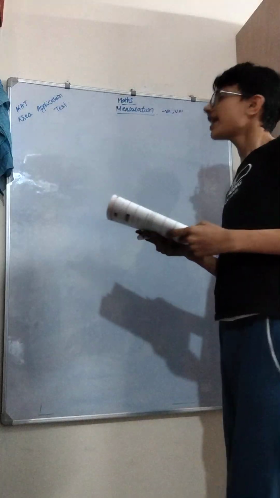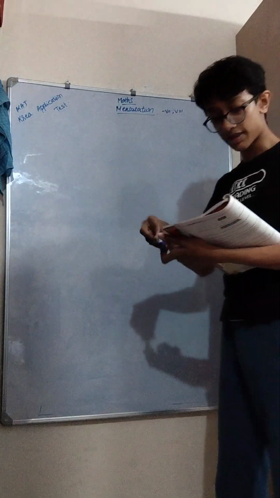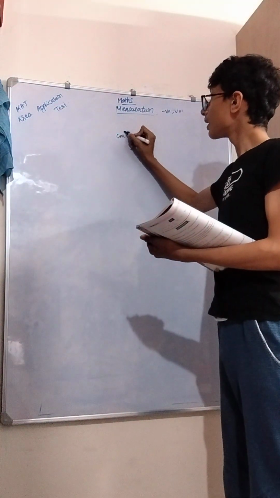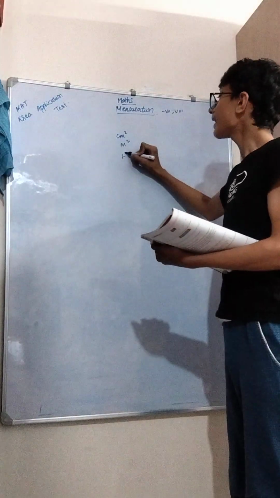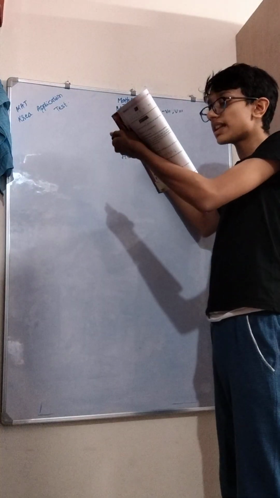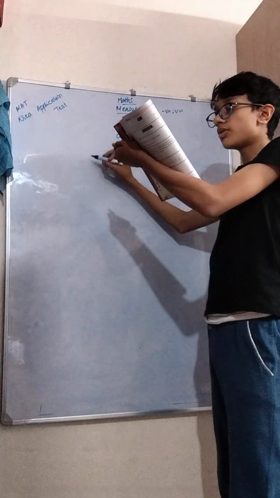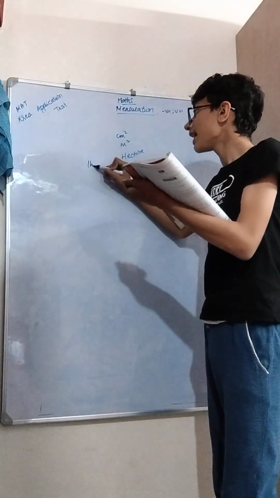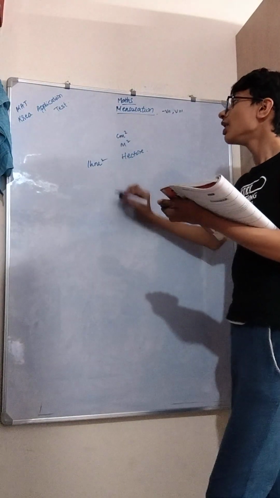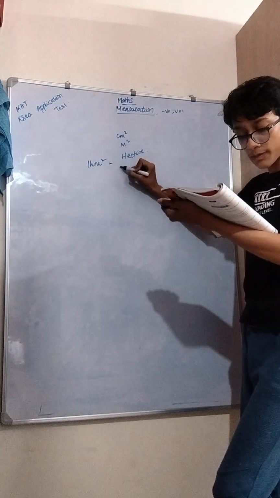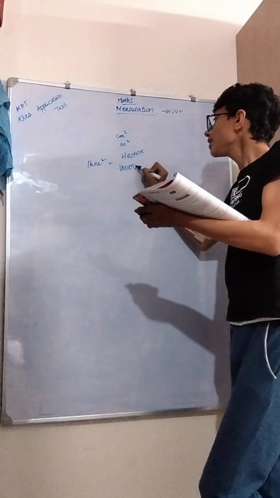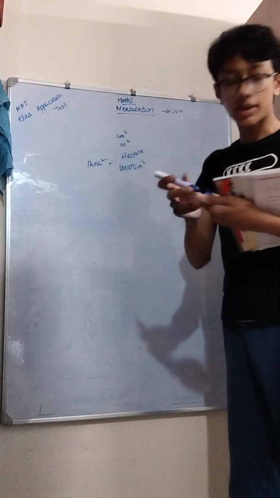So yes, units of measurement of area. There are many units of measurement, for example centimeter square, meter square, hectare. 1 hectare, or 1 hectometer square, is equal to 10,000 meter square. Conversion I think I don't need to give you.